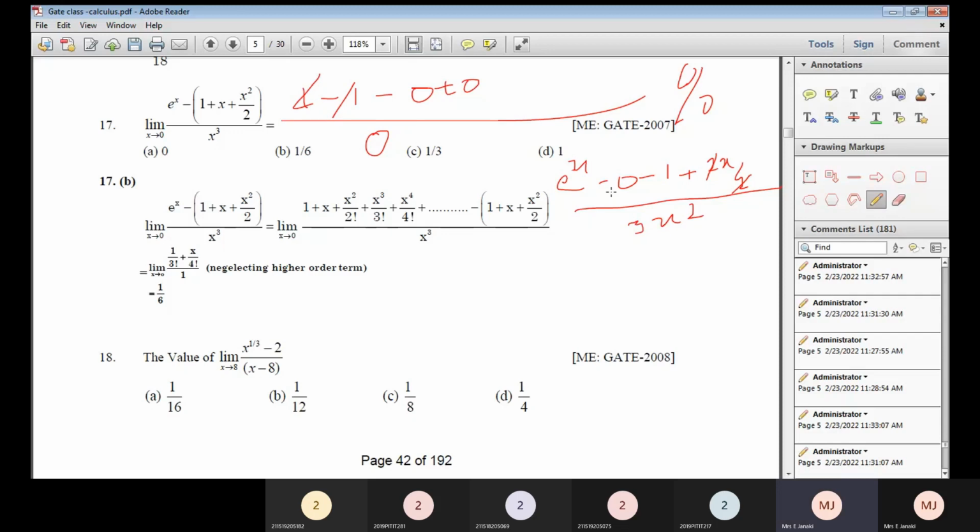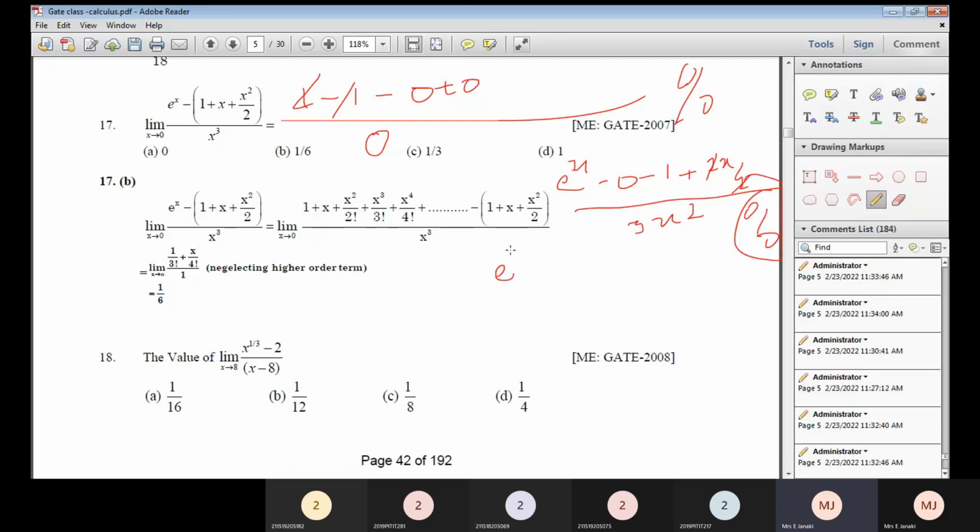I am substituting x tends to 0. Again e power 0 is 1, and 1 minus 1 is 0; by the denominator, x tends to 0, 3 into 0 is 0. So again we are having 0 by 0 form, an indeterminate form. And again apply the same rule: differentiate numerator and denominator separately.